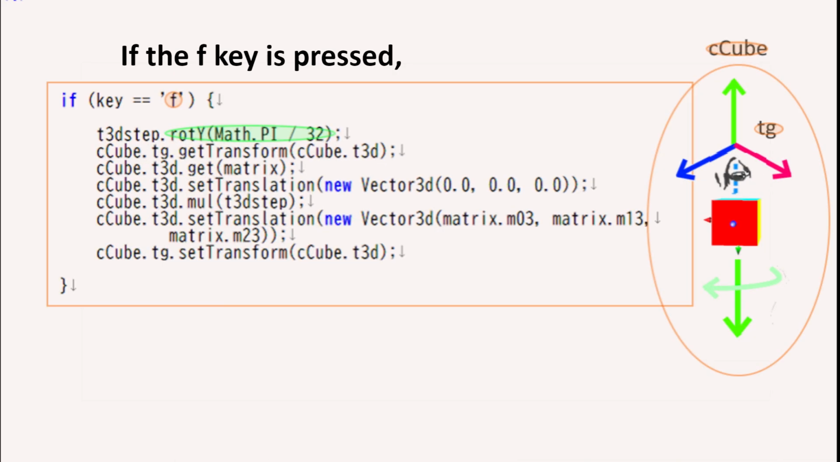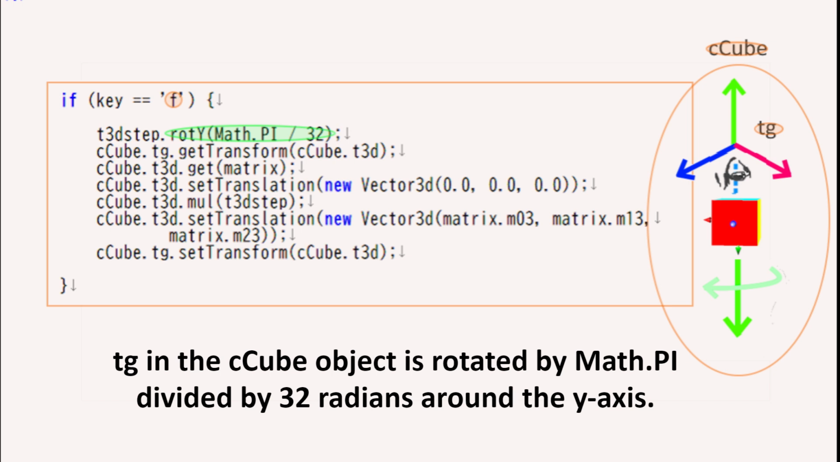If the F key is pressed, TG in the C-cube object is rotated by Math.PI divided by 32 radians around the y-axis.